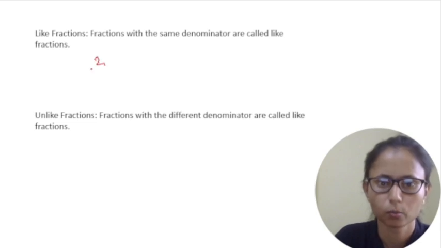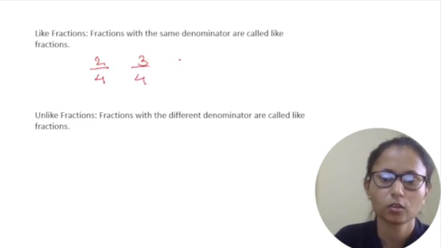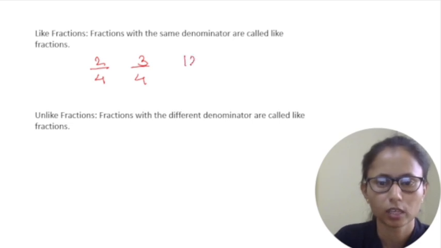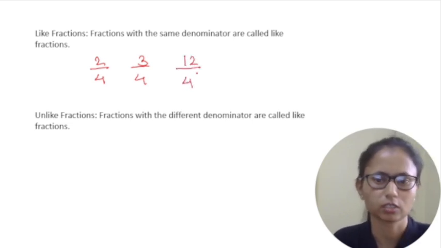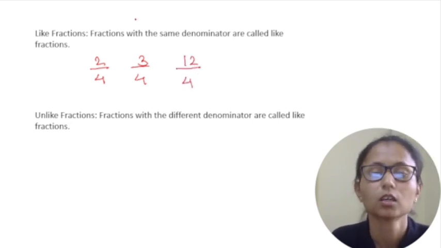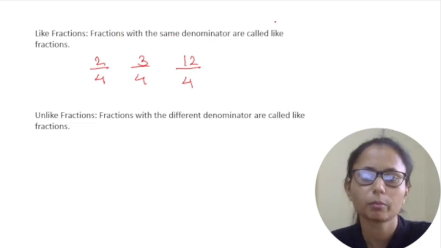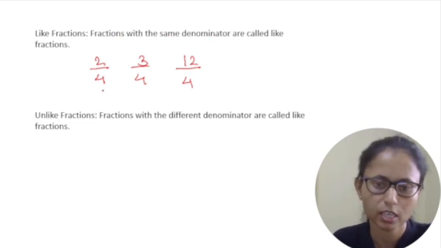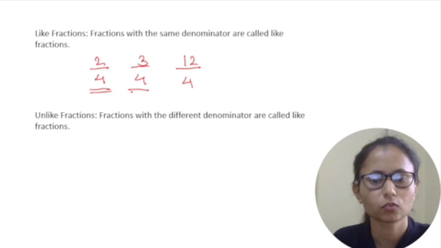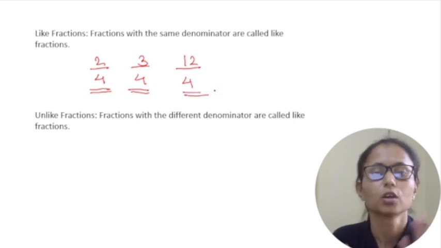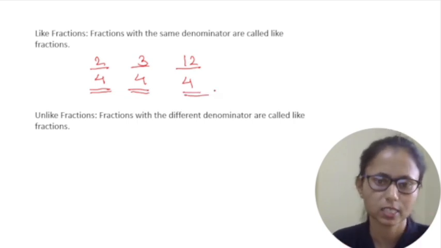Let's take 2 by 4, the previous fraction 3 by 4, and 12 by 4. So this is also a fraction. We'll learn more about this one. Fractions with the same denominator are called like fractions. Here you can see, in this case the denominator is 4, here also 4 and here also 4. So in all fractions the denominator is 4, that is the same.